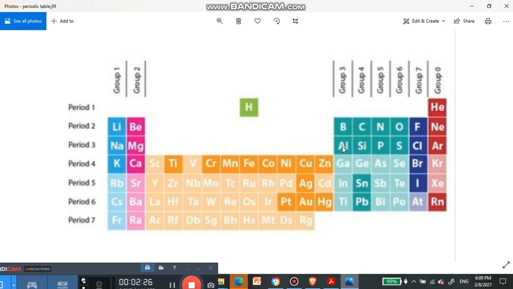But when we are talking about potassium here in group 1A, it contains 1 electron in the outermost energy level. Potassium is present in period 4, 4s1. Okay, it will lose the electron easily, so the ionization energy will be a small amount.